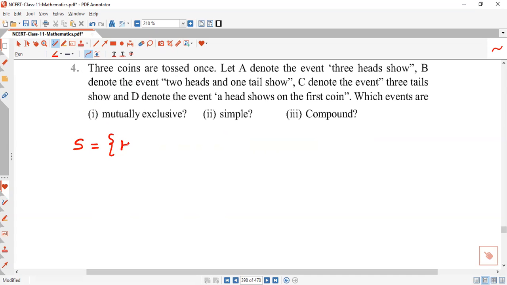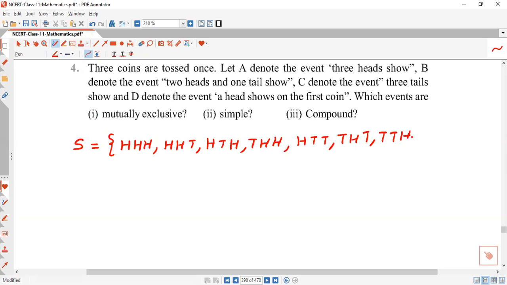So we say that we are getting three heads. We are getting two heads. We are getting one head. We are getting no head. No head means we are getting all tails. This is the sample space. And you see in this sample space the number of elements are 1, 2, 3, 4, 5, 6, 7, 8. There are 8 elements in the sample space.